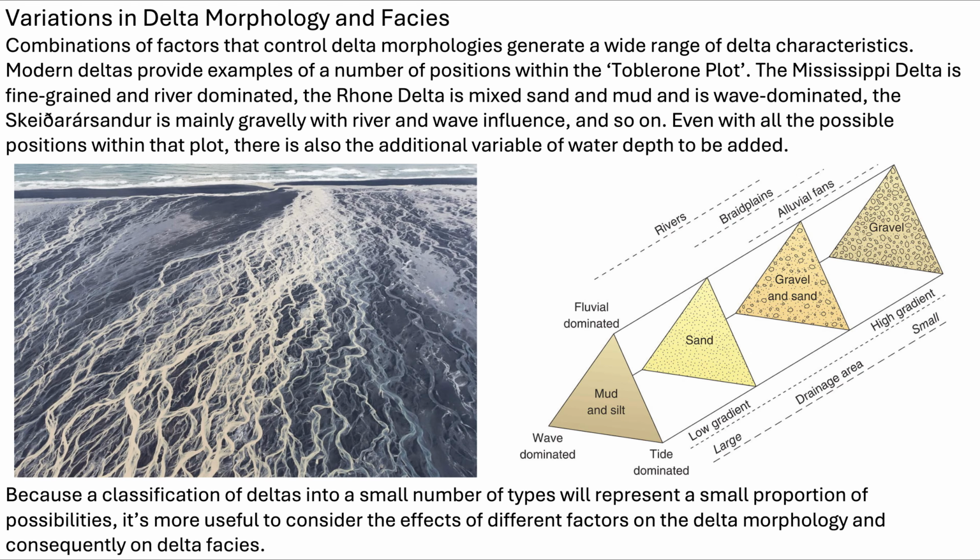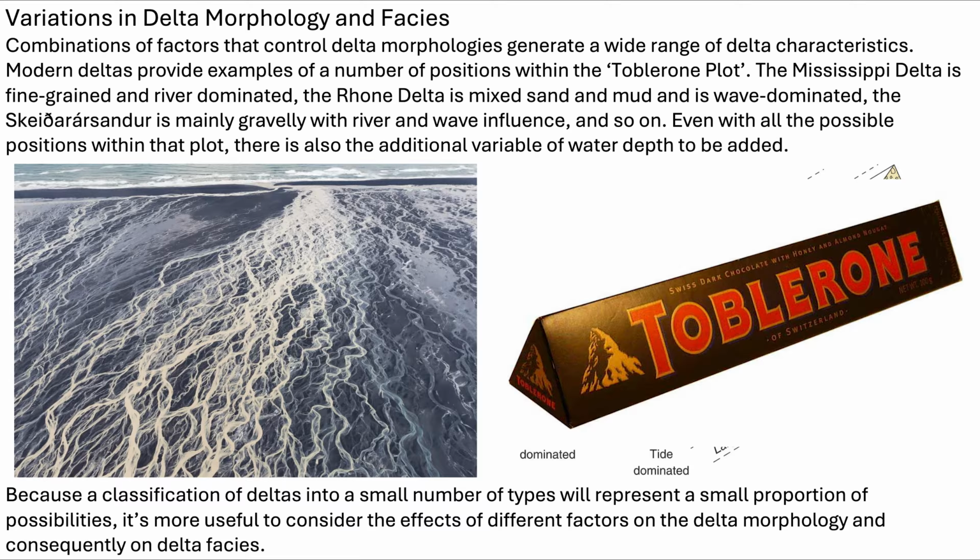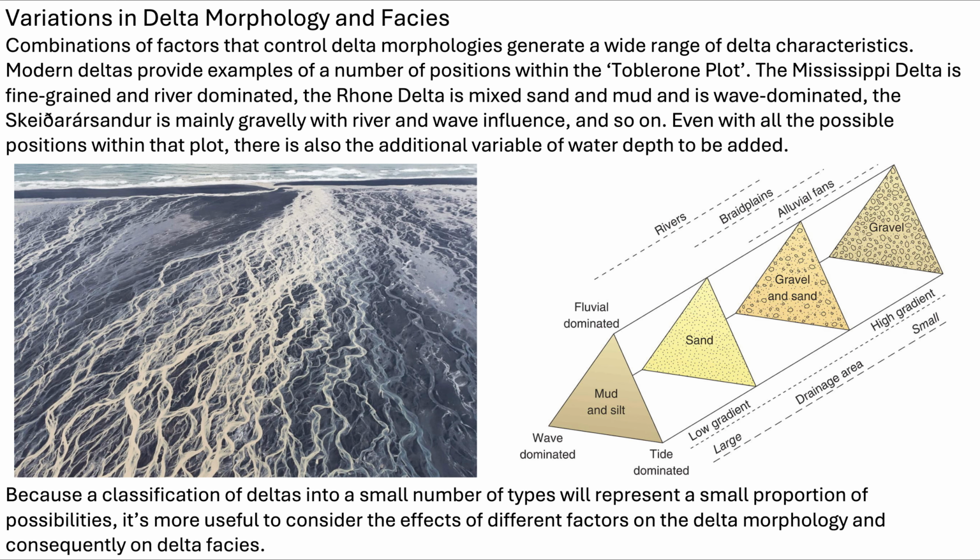Combinations of factors that control delta morphologies generate a wide range of delta characteristics. Modern deltas provide examples of a number of positions within the Toblerone plot. The Mississippi Delta is fine-grained and river-dominated. The Rhone Delta, on the other hand, is mixed sand and mud and is wave-dominated. The Scandinavian Sander is mainly gravelly with river and wave influence, and so on. Even with all the possible positions within the plot, there are also additional variables of water depth to be added.